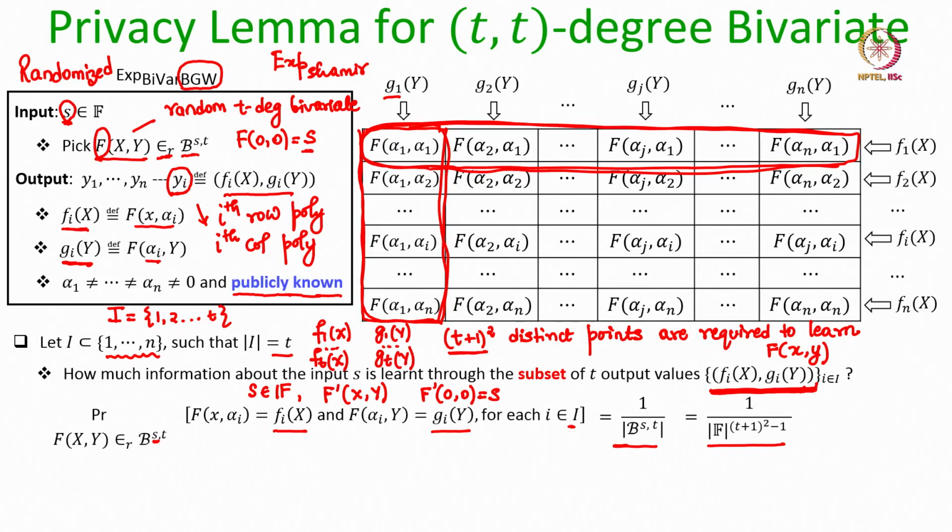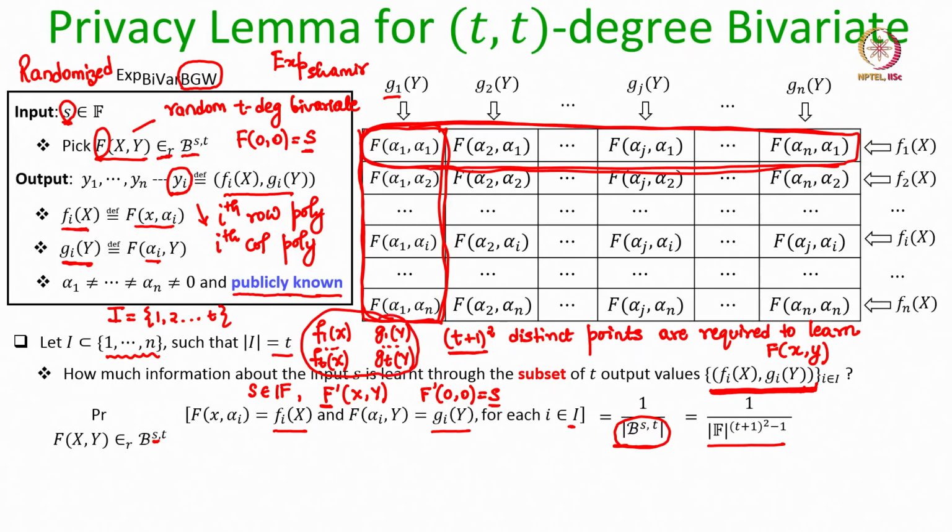There can be only one and only one bivariate polynomial. So, even though there are these many bivariate polynomials of degree t with s being the constant term, among all those bivariate polynomials of degree t with s being the constant term, there is only one bivariate polynomial, I am calling it f prime, whose constant term is s, and over which these given t pairs of x and y variate polynomials lie.